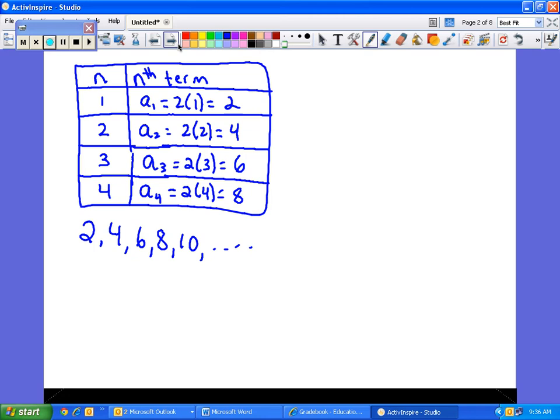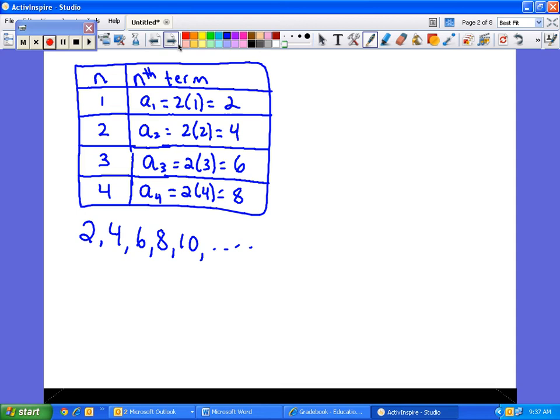The term number is multiplied by 2 to get the value of the first term. Right? So the term number is not the same as its value. The first term is 2. Second term, the value of the second term is 4. You understand? This is my third term. Its value is 6. This is the fourth term. Its value is 8. This is the fifth term. Its value is 10. But what did we do each time?